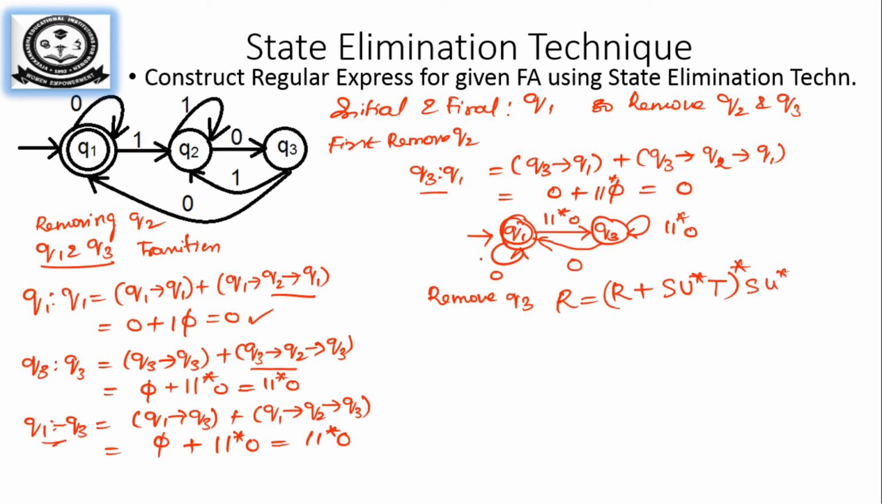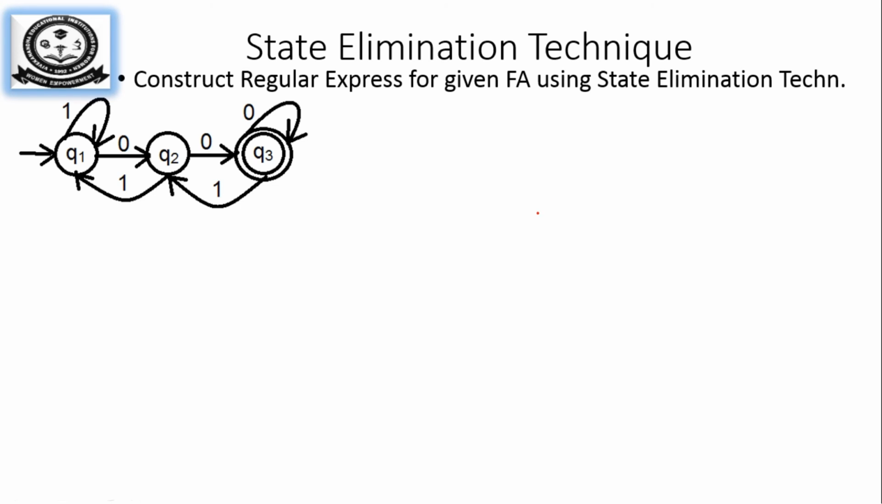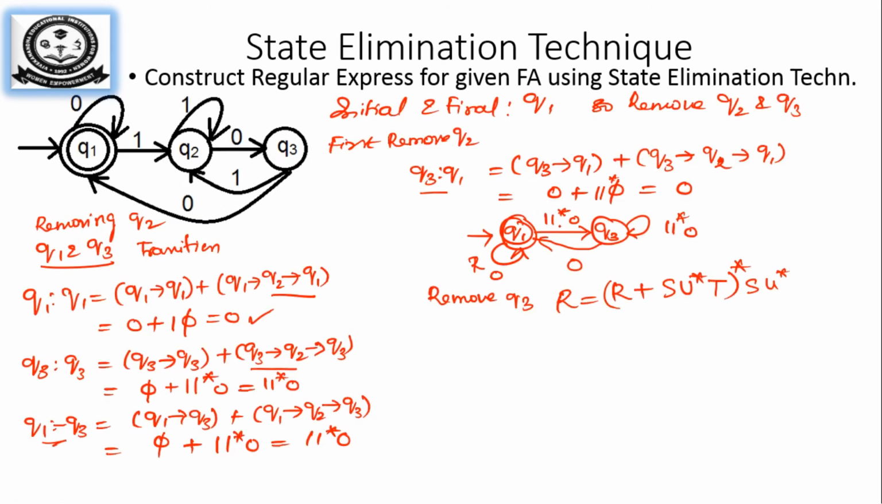Now which is R? This self transition is R. R to direct transition, this will be S. So this will be S and this will be T, and the self transition for Q3 will be U. So when you substitute in this equation, R is equal to, so R is Q1.